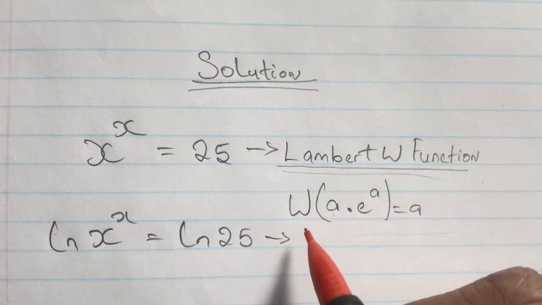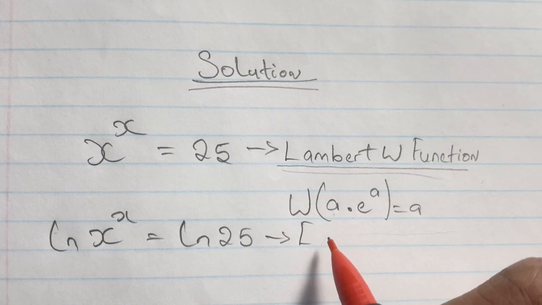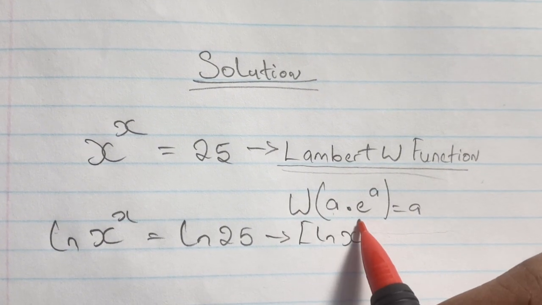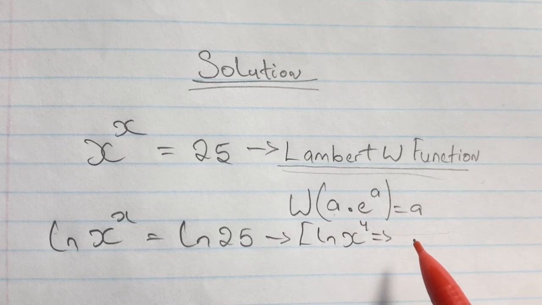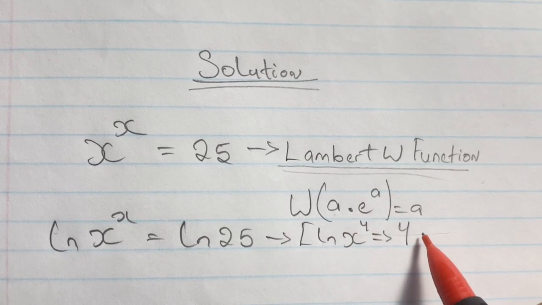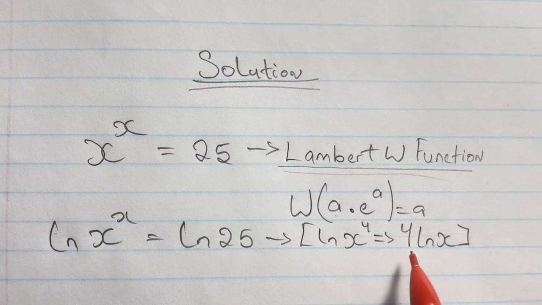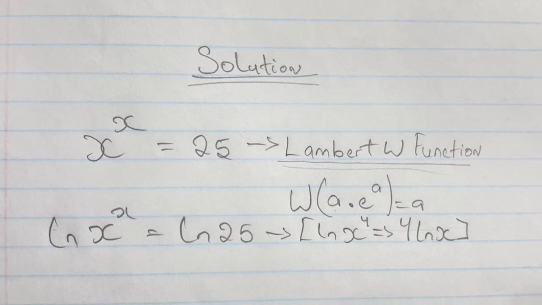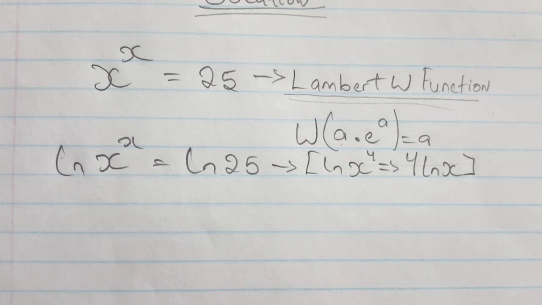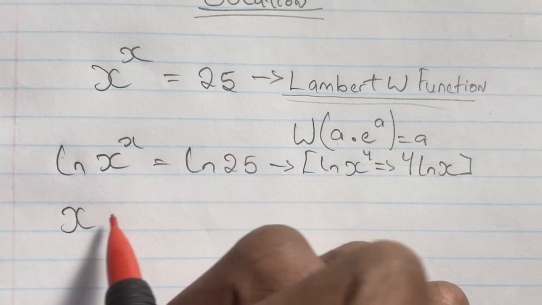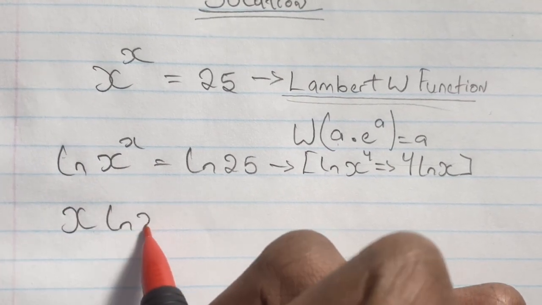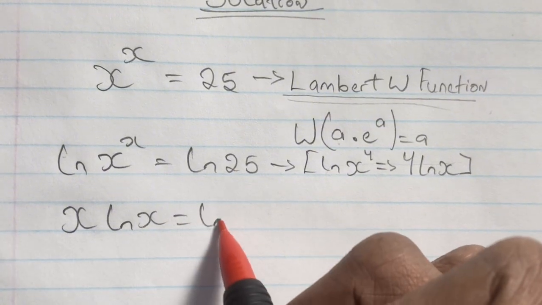And now from here, we'll be looking at this logarithm rule, where it states that if we have an expression where we have ln x to the power of y, it is the same as saying y times ln x. Now we can use this expression to apply right here. So then from here we apply our logarithm rule. So we have x ln x is equal to ln 25.